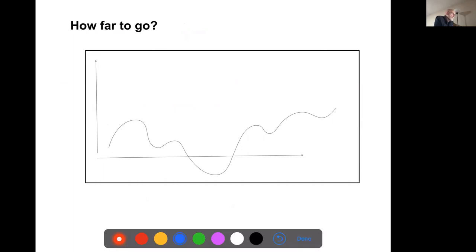And then the problem is, if we start here, we're going to get stuck up here. Or if we start here, we could get stuck down there, depending on whether we're looking for a minimum or maximum.